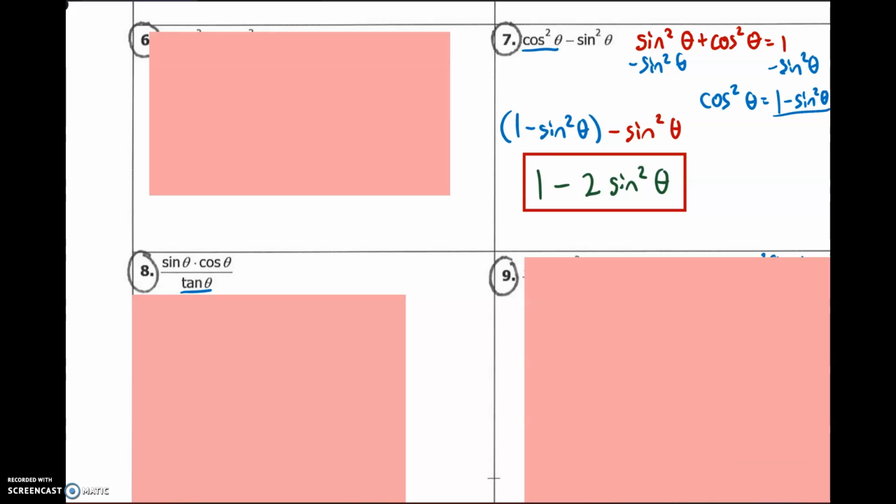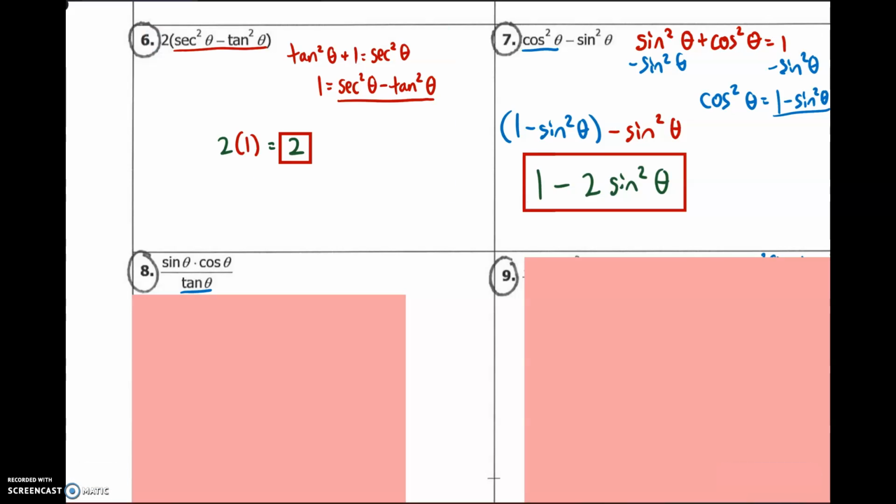This is our simplest form of that expression, 1 minus 2 sine squared theta. And again, if I just chose to rewrite this using cosine squared theta, we could have a different answer, but both would be equivalent, both would be simplified. We have a question similar to that, which is next to it, and a few others underneath. This is really helpful if you're just getting more comfortable with how those Pythagorean identities work.